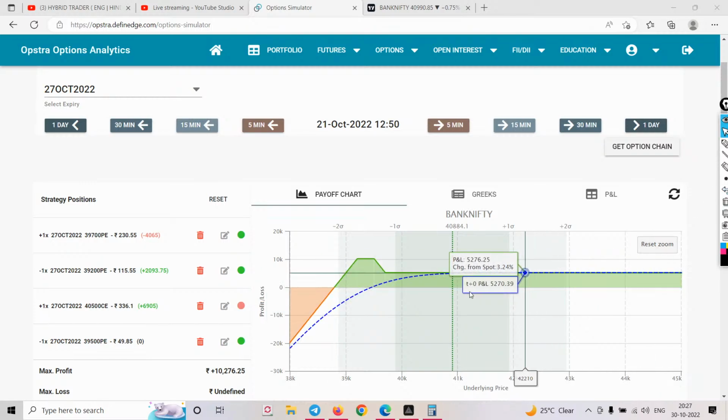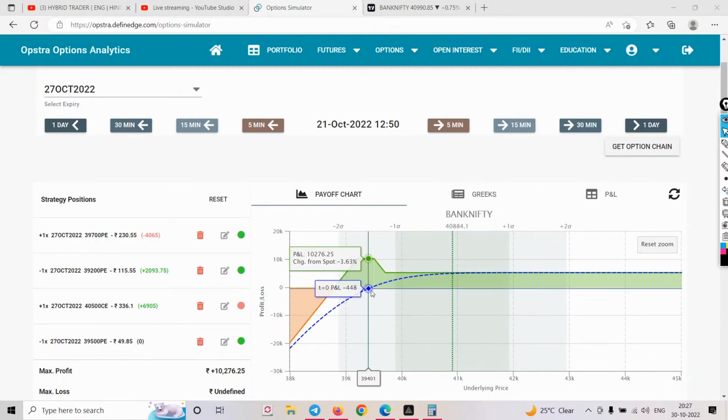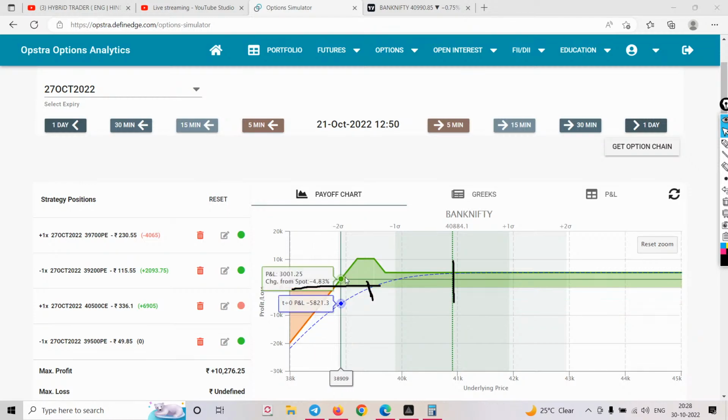Yes, the blue line is steep, but you will not have a loss. Check the blue line, your loss will start from this area. The moment the blue line breaches your vertical line, from this position to this position, you are safe. Almost 4%, but you have a safety of almost 5% on the downside. So you should not be worried.